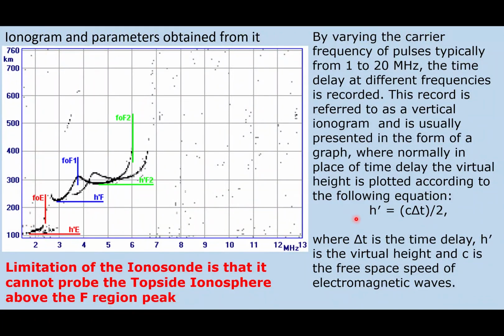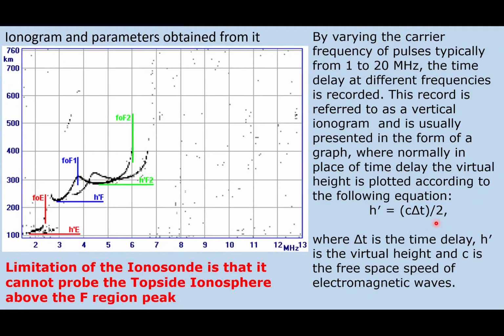The h dash, I said virtual height, I will explain it now. h dash is equal to c, the velocity of light or radio waves in free space, multiplied by delta t, the time delay, divided by 2. Because here we assume the radio waves travel with the velocity c during this time delta t. So the total distance covered during delta t is c times delta t, and during that time it has gone up to a height and then got reflected back. So that is twice the height. Therefore, dividing by 2 will give the height.